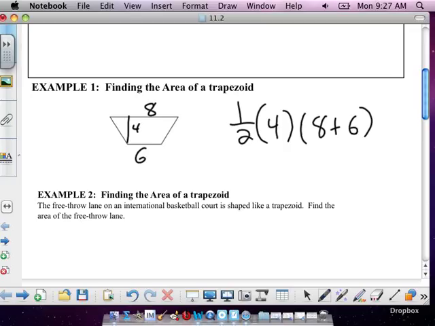You can do it in any order. Just make sure you put 8 plus 6 in parentheses. So you can do 8 plus 6 times 4 and then you divide by 2. Yep. Did you guys get 28? So it's 28 feet what? Squared.